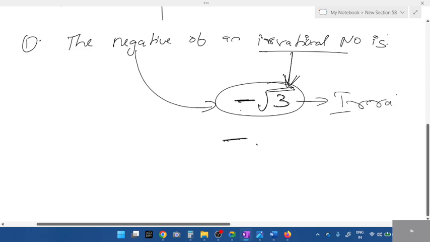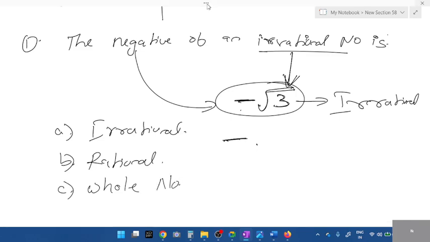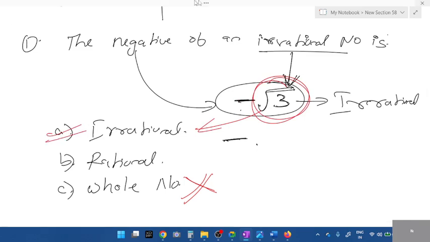The answer is irrational. They'll give you four options. Option A, irrational. Option B, rational number. Option C, whole number. Whole number starts from 0. It is not a whole number. Whole number will never be negative, students. Wrong. Whenever root 3 is irrational, even minus root 3 will be irrational. So option A is the answer. Is it clear? Both of you understood?